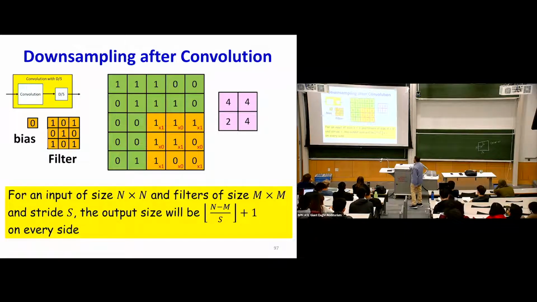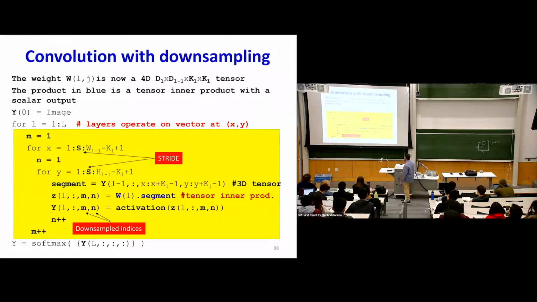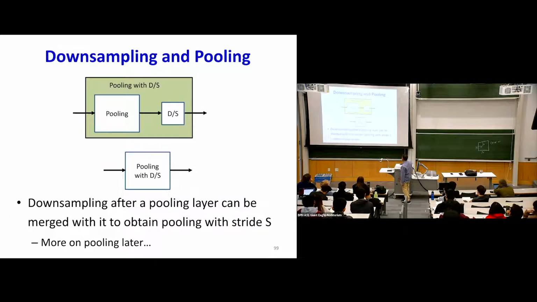So when we do this, if the input is n cross n and you're striding by some size s, instead of the earlier n minus m plus 1, you're going to have (n minus m) over s plus 1, because you're striding by s on either side. So there's just some pseudocode. Similarly, in the case of pooling, you could be pooling and then downsampling, or you could just be pooling and striding with a step greater than 1.